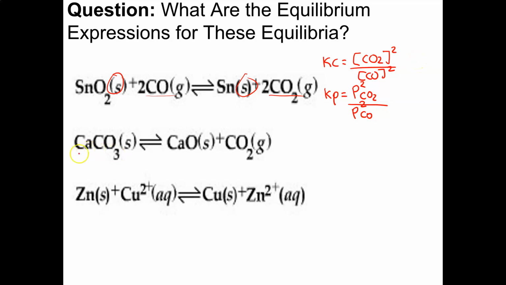So be careful. This is obviously a Ksp question. So I'm just going to say Ksp is equal to, now you could do this as concentration or pressure. Now Ksp typically is going to be in brackets. So I'm just going to put this one in brackets. Solids are ignored, right? So that's why it's nothing there except just CO2. So that's your expression for it. All right, for this one, Kc will be the best bet because the ions in solution, or aqueous, would be Zn2+ in brackets, Cu2+ in brackets. You're done. So that's what it looks like.